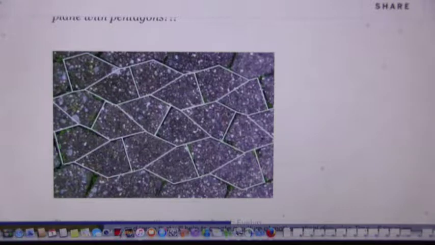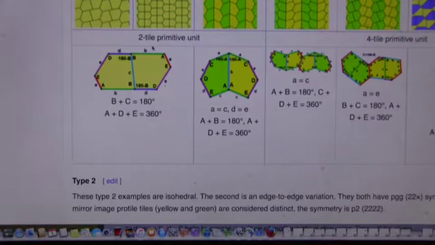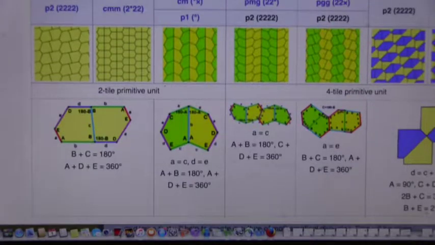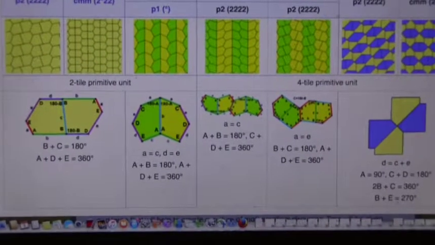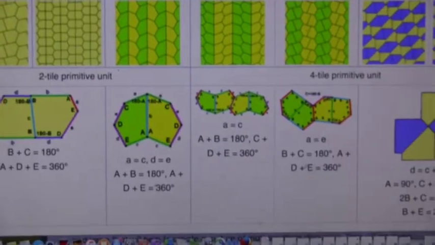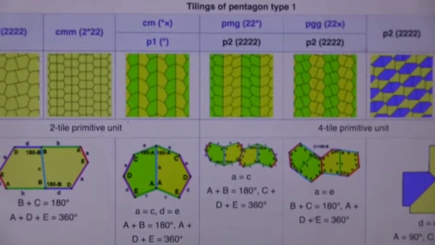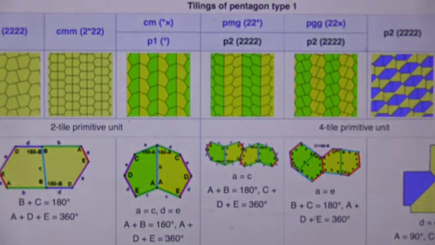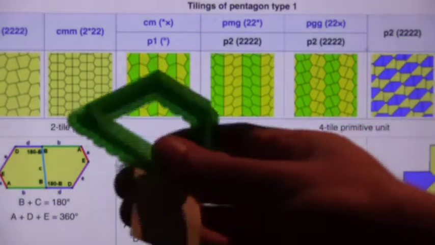and it gets into what different tilings can do. So I wrote to Evelyn to ask her about this, and she pointed me to this Wikipedia site on tiling pentagons. Do you see? These are the tiling patterns for the type 1 pentagon. So there is more than one.